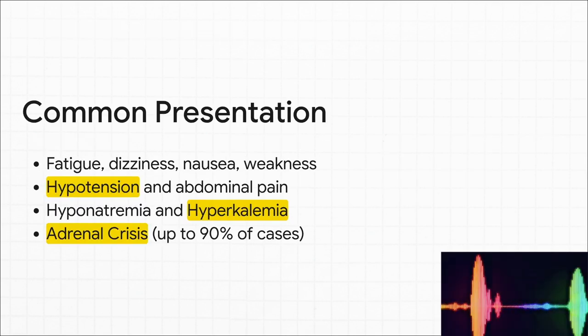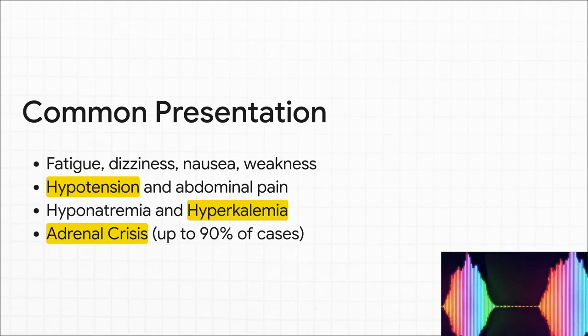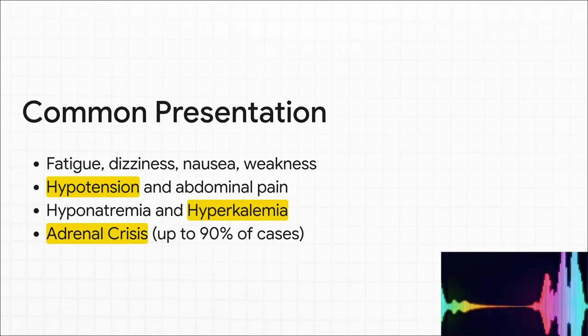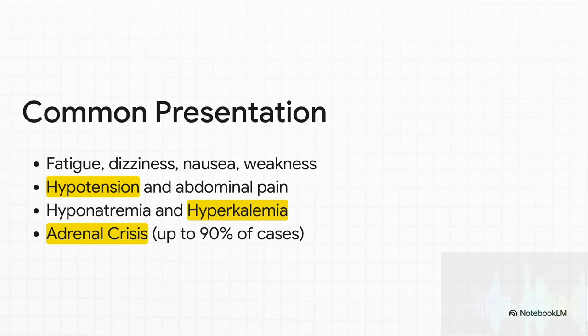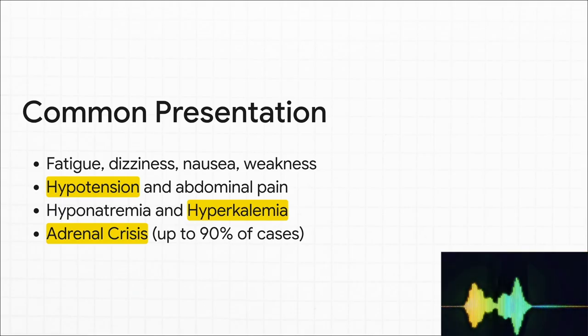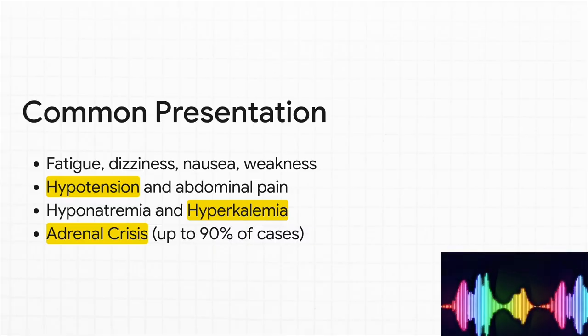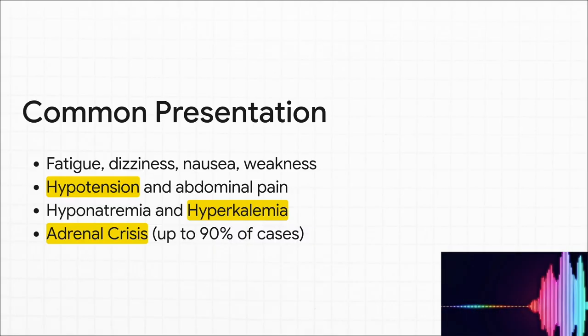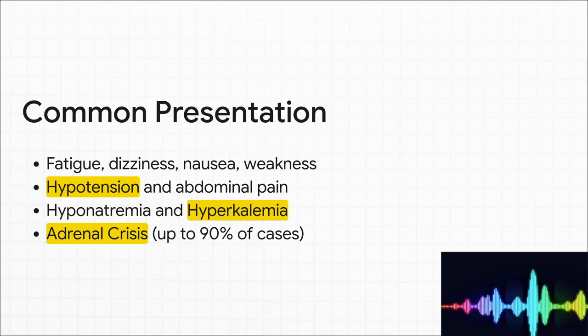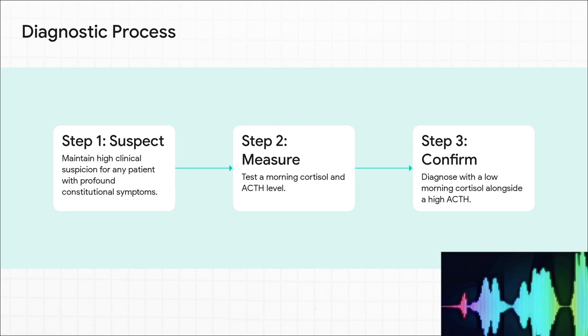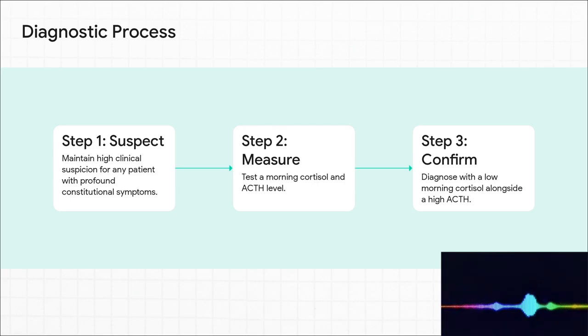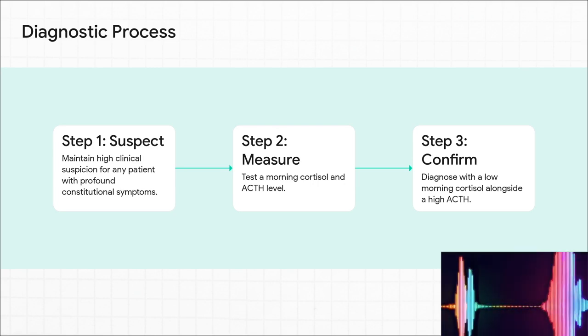And again, we're seeing these nonspecific constitutional symptoms. The key difference here, though, is the sheer severity. I mean, it's pretty astonishing, but in some studies, up to 90% of these patients present in a full-blown adrenal crisis. You might also see those classic electrolyte changes, like hyperkalemia, which, of course, you wouldn't see in secondary adrenal insufficiency. The diagnostic process itself isn't complicated, but it absolutely depends on you thinking of the diagnosis in the first place.